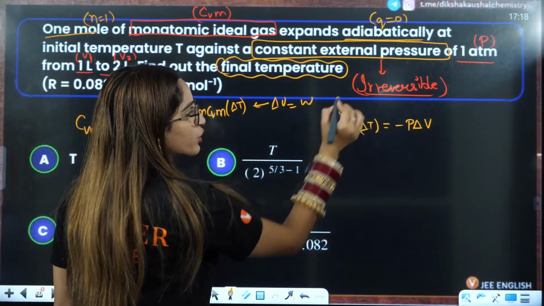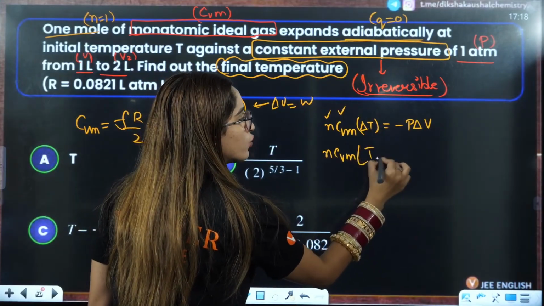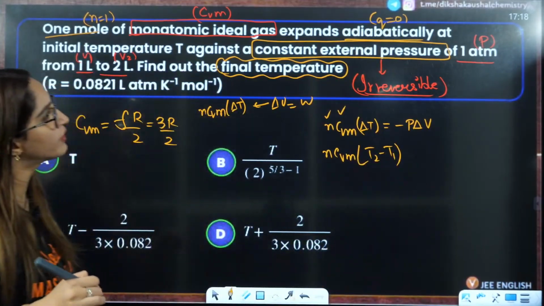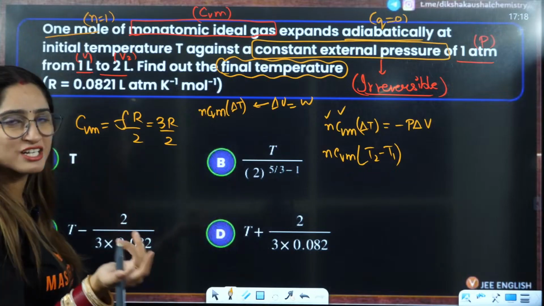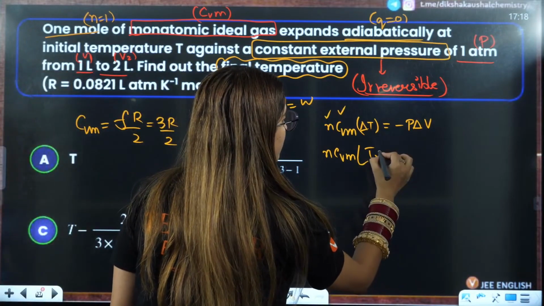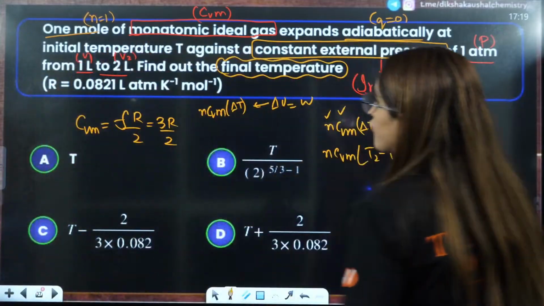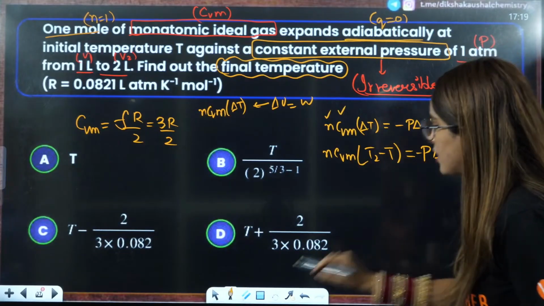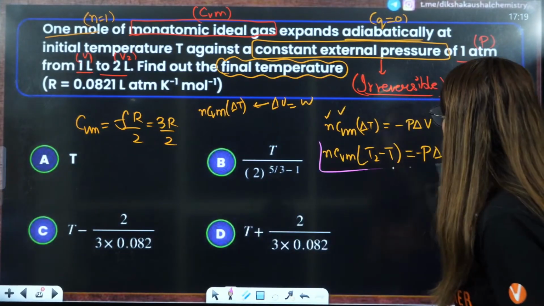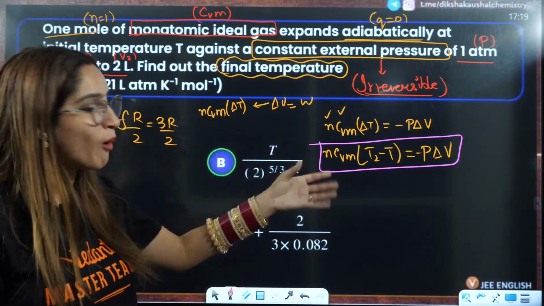So Cv you know, n you also know. This nCv multiplies T2 minus T1. T1 they have given you, right? The gas expands adiabatically at initial temperature, capital T. Pressure they have given as 1 atmosphere, and volume change delta V also they have given. So directly you can solve this. Students, is that clear how we are going to solve this question, and what formula we are going to use?